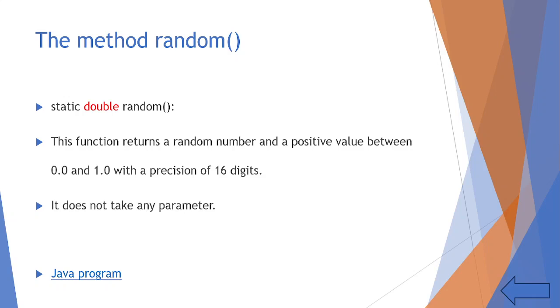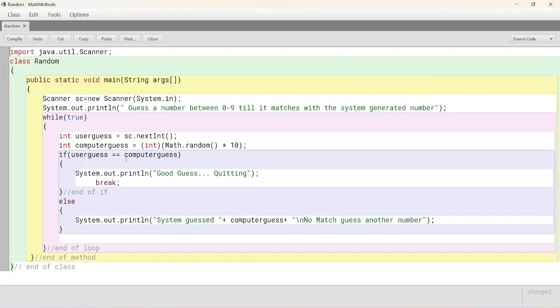It randomly generates some positive value between 0.0 and 1.0. Let's see the program. Now the random number generates automatically some number between 0.1 and 0.9 with 16 digits precision. Let's see a simple program which guesses some number. For example, a scanner is taken: guess a number between 0 to 9 till it matches with the system generated number.